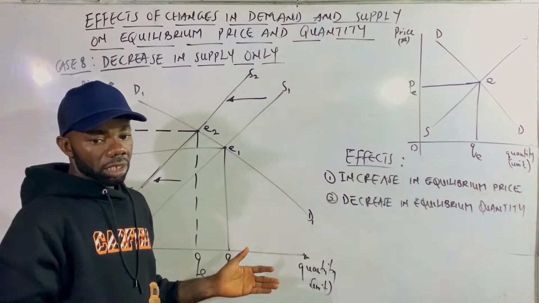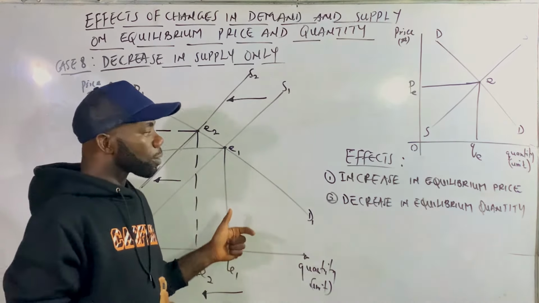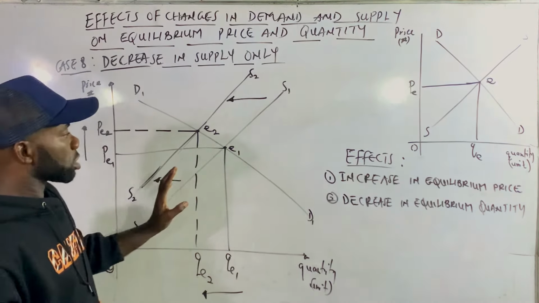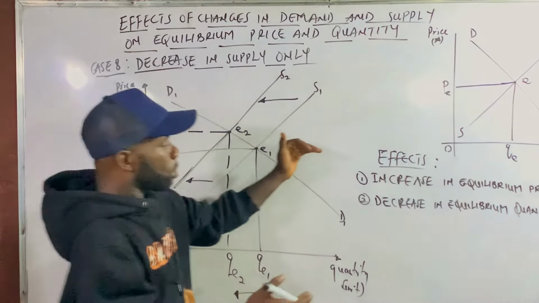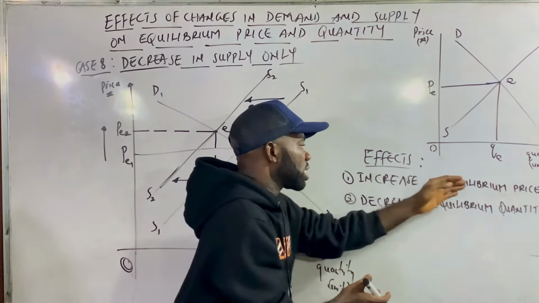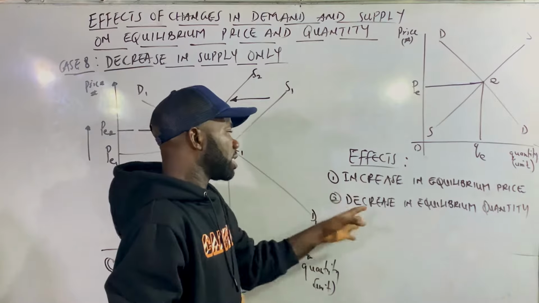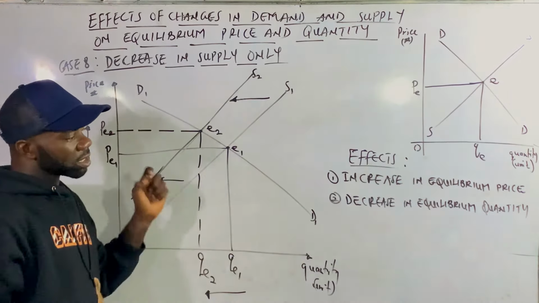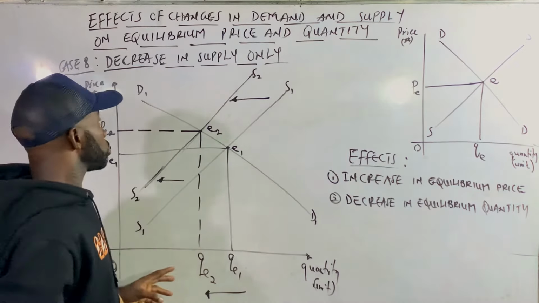demand, the correct option is any option in the question that accommodates an increase in equilibrium price and a decrease in equilibrium quantity. And once you're able to notice that, make it your answer, you're good to go.